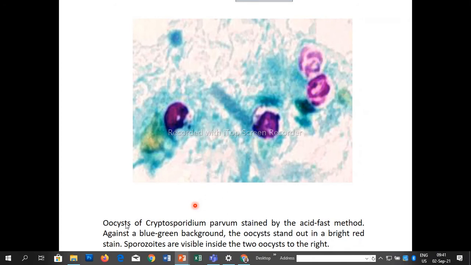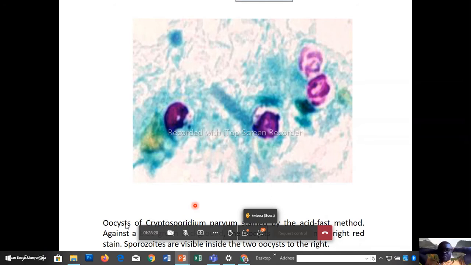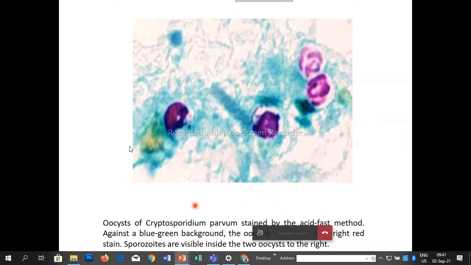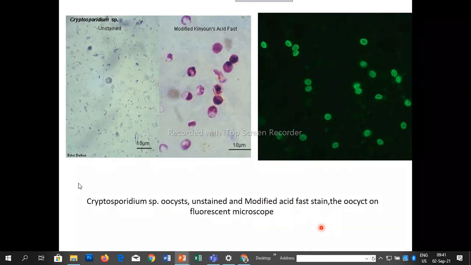Acid-fast stain is a diagnostic procedure. So we can't easily look and observe those oocysts under the microscope without performing this acid-fast stain. It's the same method as TB diagnostic procedures. So this is on a fluorescent microscope by auramine stain. Here, this is by acid-fast stain. Previously, they called it modified Kinyoun, but we call it acid-fast stain.